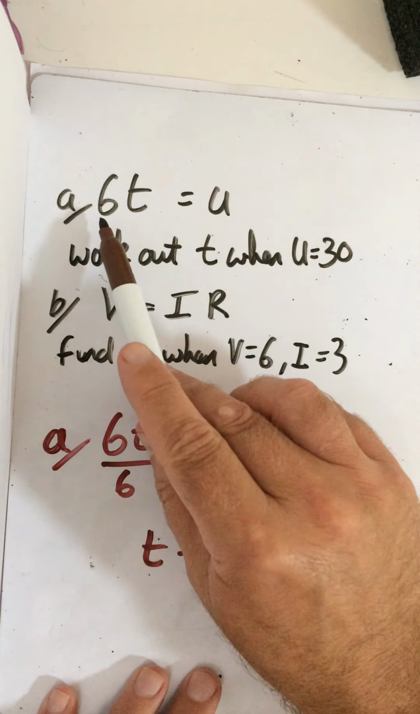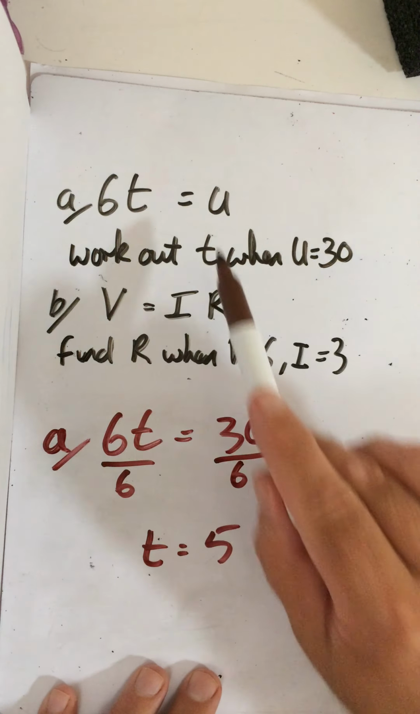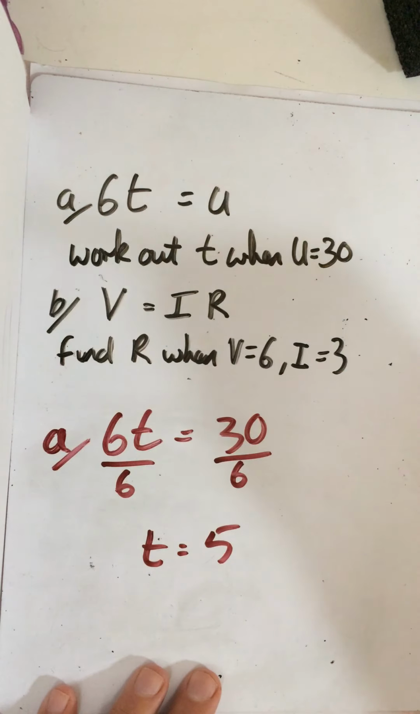And let's just go back and check. So this is going to be 30, so 6 times 5 is 30, yeah.